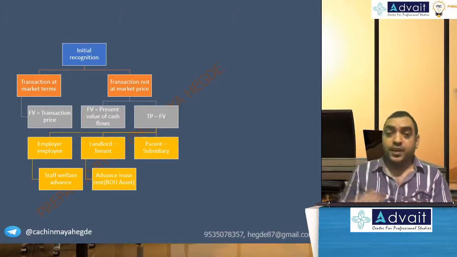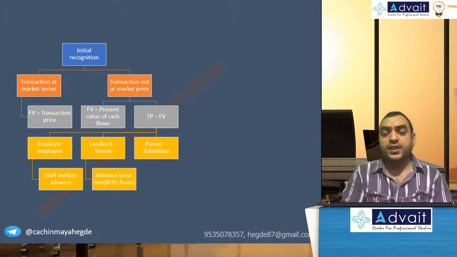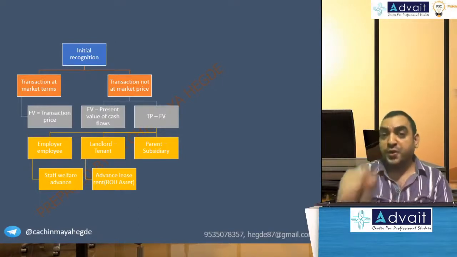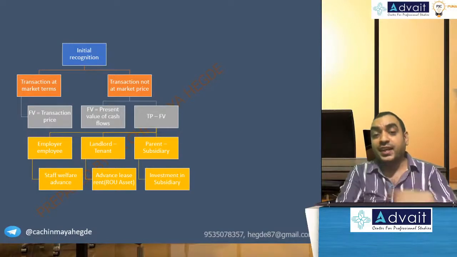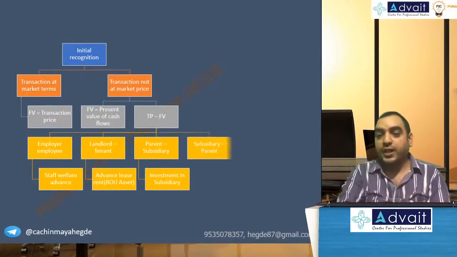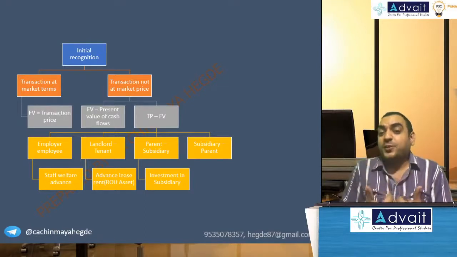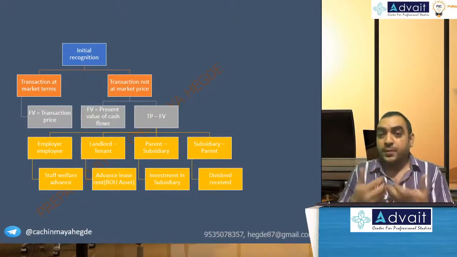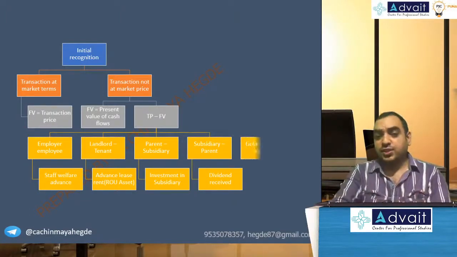Parent-subsidiary: the parent gives a loan to the subsidiary at a concessional rate. Why will they give a loan at a concessional rate? Because they want to control the subsidiary. So you treat it as an investment in the subsidiary in the nature of equity. When the subsidiary gives a loan to the parent, the subsidiary doesn't invest in the parent. Why will the subsidiary give a loan at a concessional rate? That is in the form of a dividend. Instead of receiving a dividend, the holding company gets the loan at a concessional rate.